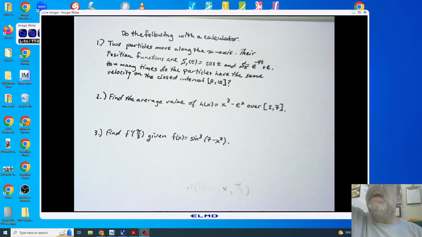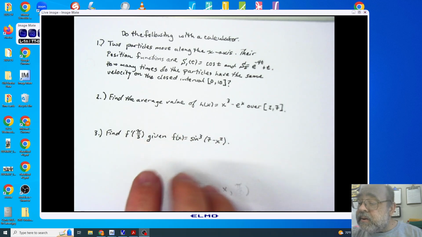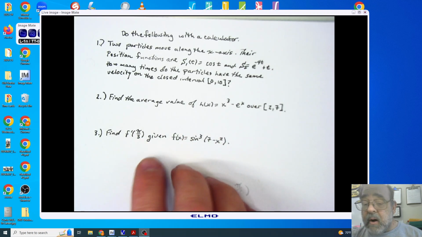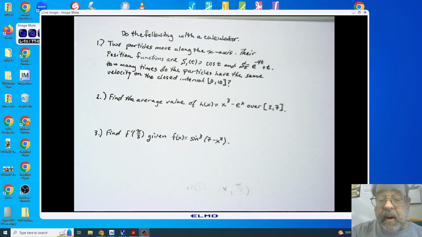Today we're going to be taking a look at working with our calculators in order to find velocities and see when velocities are equal. We also have a question here on average values and finding a derivative using our calculator. Now a couple of things to be aware of.